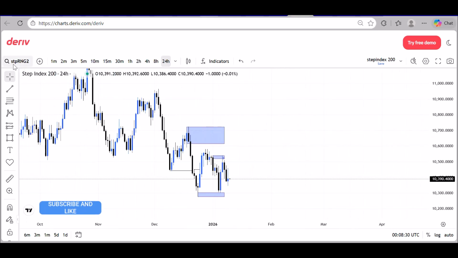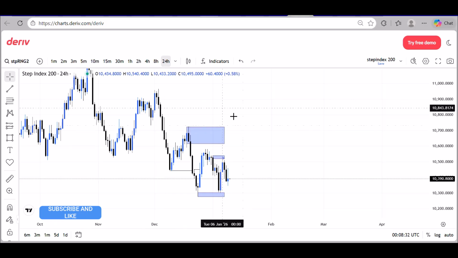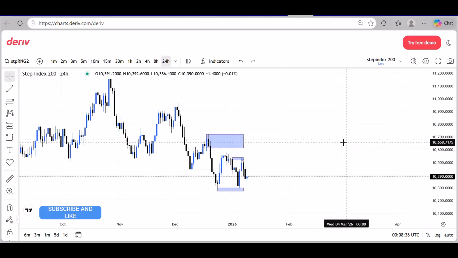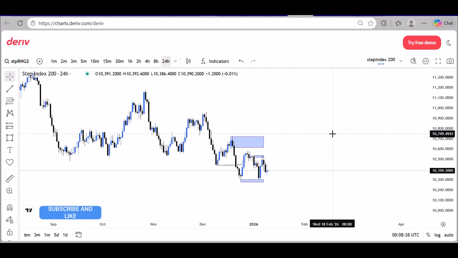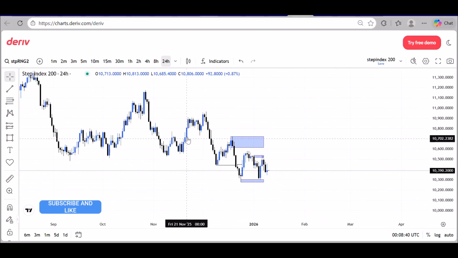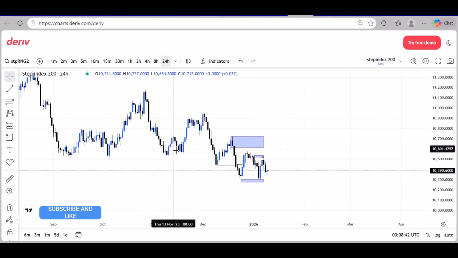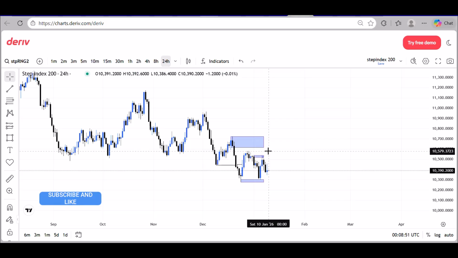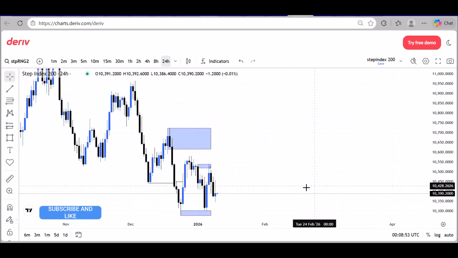So this is the chart before us, step index 200. So what did we see? We saw that price is in a downtrend, so it's making a series of lower highs and lower lows. There was lower high, lower low, break of structure, this lower high, lower low, lower high, lower low, and then we get into this place.